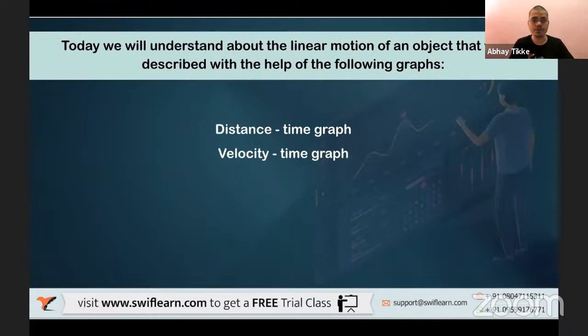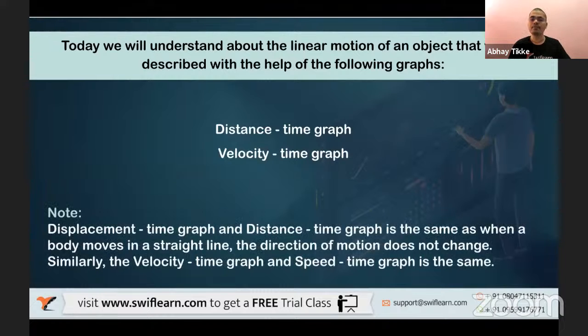Distance time graph, velocity time graph. This is what we are going to discuss today. Displacement time graph and distance time graph is the same when a body moves in a straight line. Right? The direction of motion does not change. Similarly, the velocity time graph and speed time graph is also the same. Right? So speed time graph ले लो, velocity time graph ले लो, या फिर distance time graph ले लो, displacement time graph ले लो. All these graphs represent almost the same. There is not much difference.